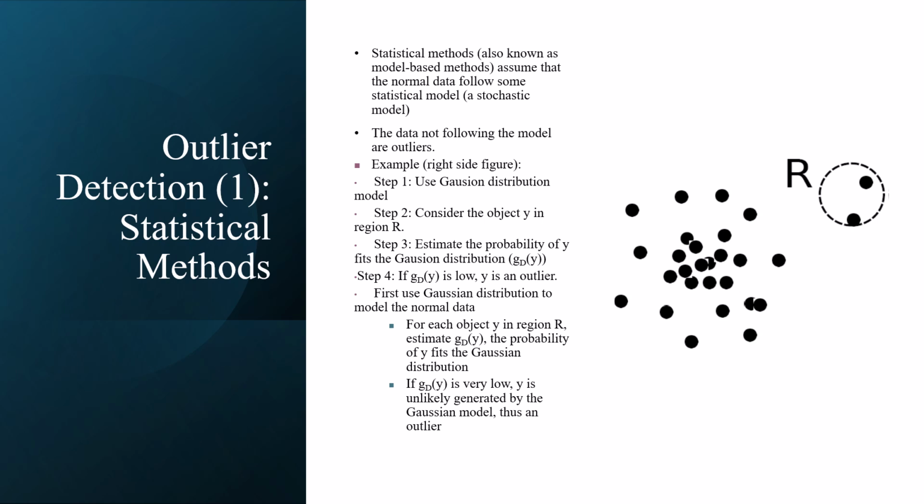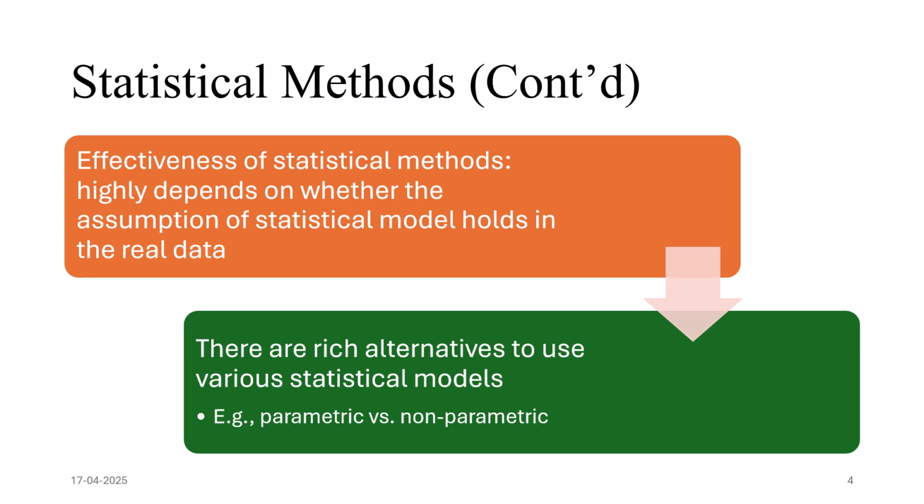There are many kinds of statistical methods. There are different alternatives to use various statistical methods. Examples are parametric and non-parametric.